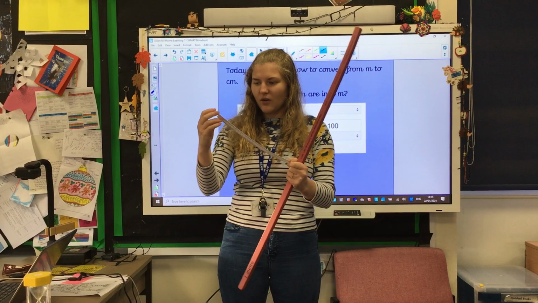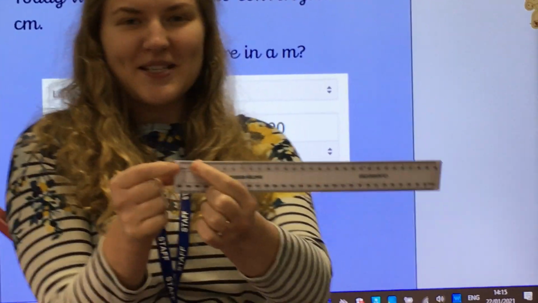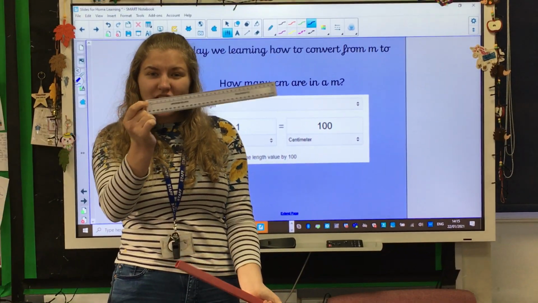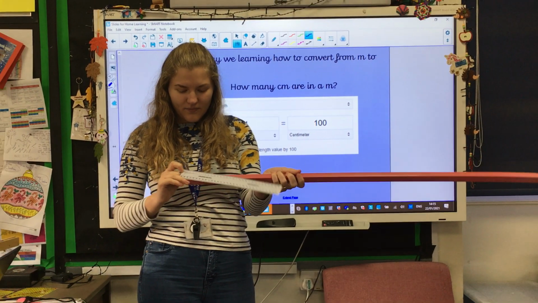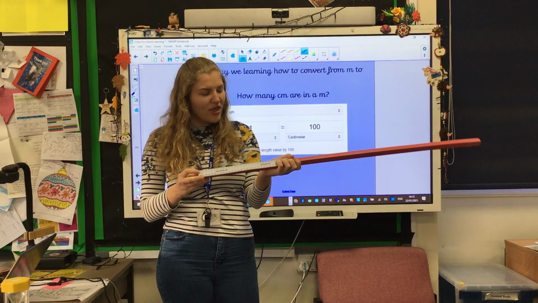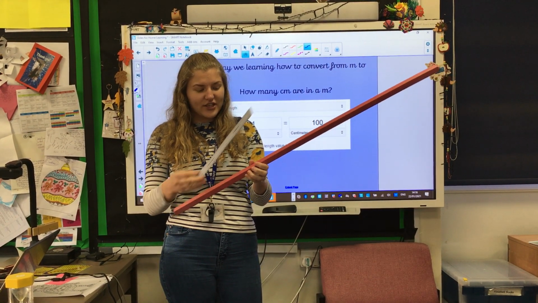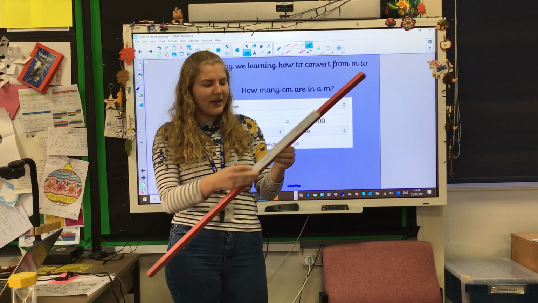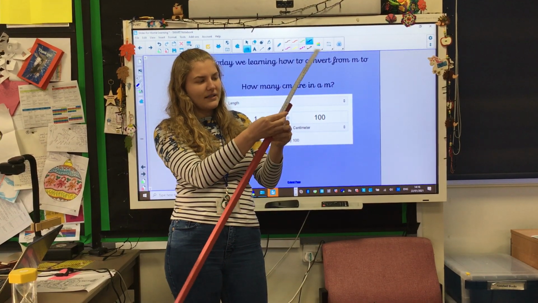We have a ruler which has on it centimetres. So as you can see, centimetres are really, really small. And so there are 100 centimetres in a metre. So I could get 3 whole 30 centimetre rulers, and then a little bit extra, so 10 extra centimetres in this 1 metre. Can you see?